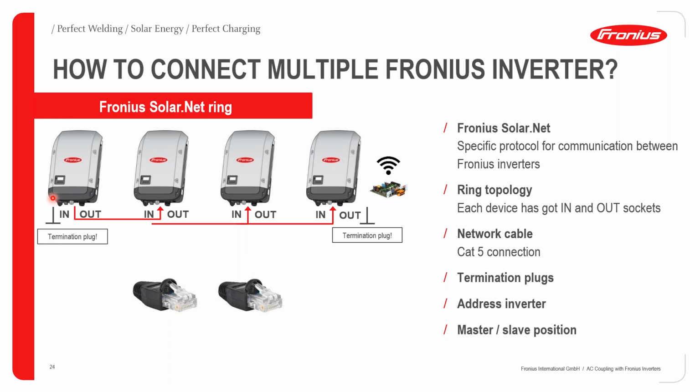So as mentioned, it's possible that you're going to do more than one inverter for a microgrid setup. How you connect the inverters is not different from how you connect them in a grid connected configuration. So you still have to go through the SolarNet ring configuration, and this means the use of Cat5 cables and ring topology from the in and out sockets. And then at the end of the communication loop, you must use the termination plugs, so that those mark the end of the communication loop.